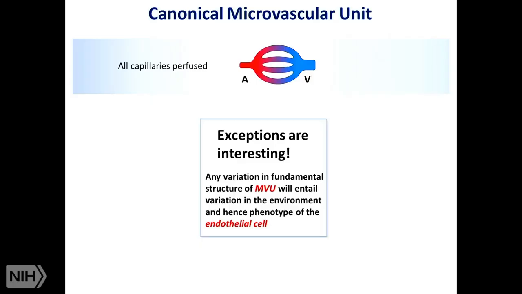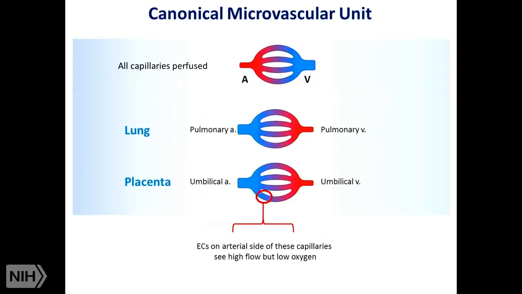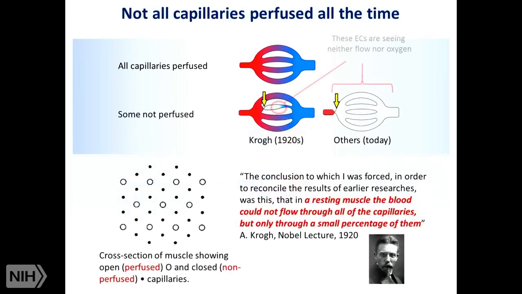As an endothelial biologist, these are really interesting because each one of these variations entails underlying differences in endothelial cell phenotypes. So for starters, there are two vascular beds or circulations in the body in which the oxygen gradient in capillaries is reversed. That is the pulmonary circulation and the placental circulation. So in these cases, endothelial cells on the arteriolar end of the capillary are exposed to high rates of flow of relatively deoxygenated blood.